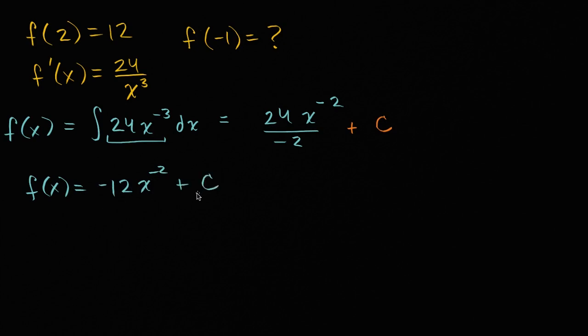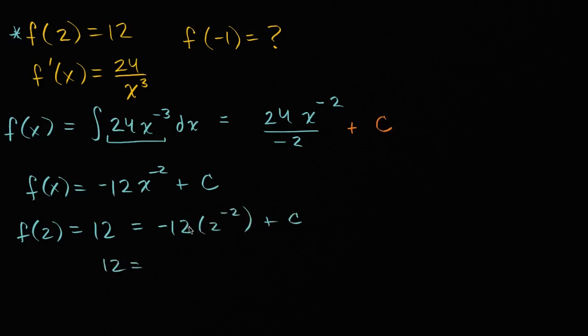So how do we figure out that constant? Well, they have told us what f of 2 is. f of 2 is equal to 12. So let's write this down. So f of 2 is equal to 12, which is equal to, well, we just have to put 2 in everywhere we see an x. That's going to be negative 12 times 2 to the negative 2 power plus c. And so 12 is equal to, what is this? 2 to the negative 2 is equal to 1 over 2 squared, which is equal to 1 over 4. So this is negative 12 times 1 over 4. Negative 12 times 1 over 4 is negative 3. So it's negative 3 plus c.